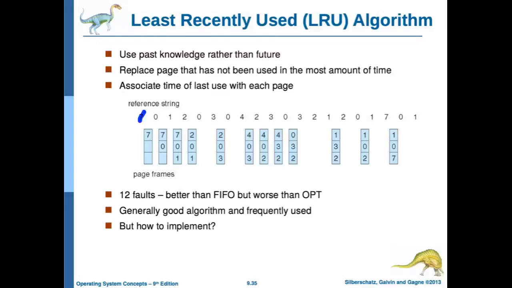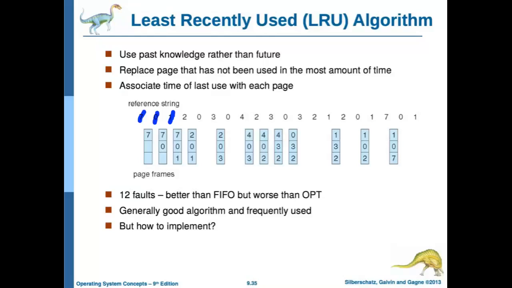7, 0, 1. This is the same thing for all 3 algorithms, because initially all page frames are empty. So definitely the first 3 will result in page faults. So 3 will be loaded there. Now out of 7, 0, 1, we need to select a victim for loading page number 2.